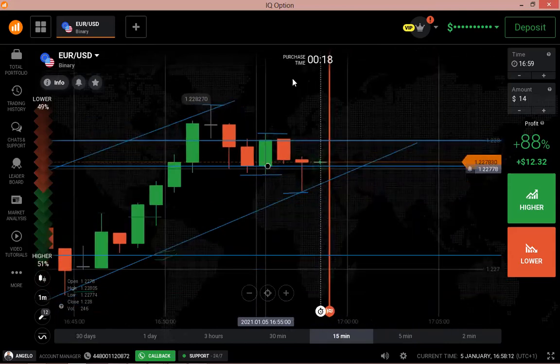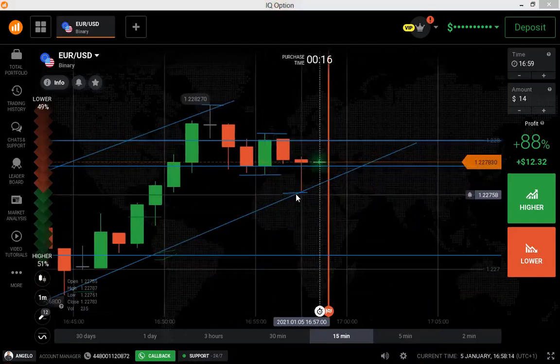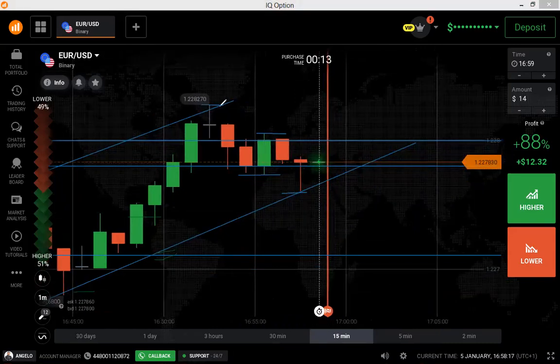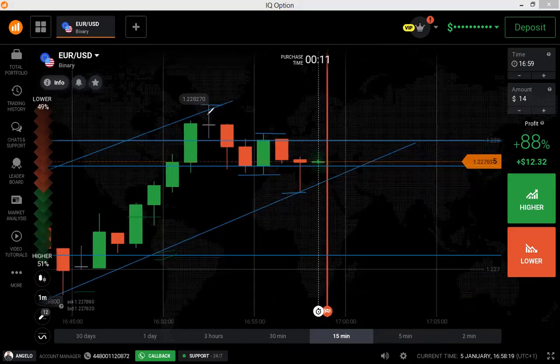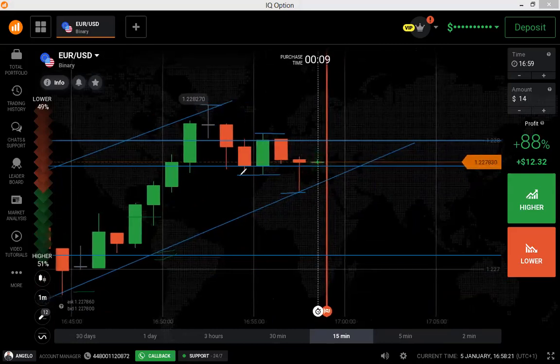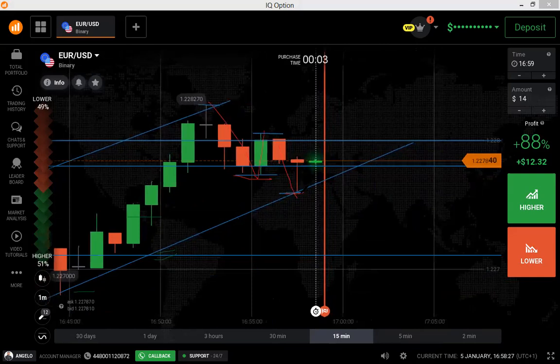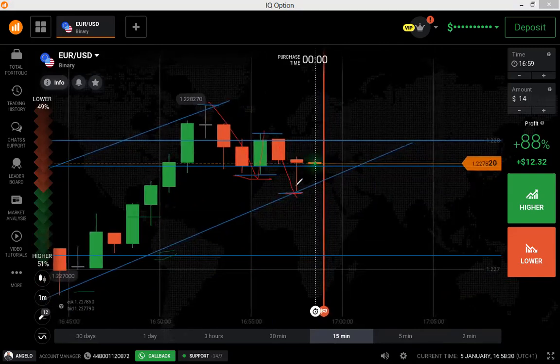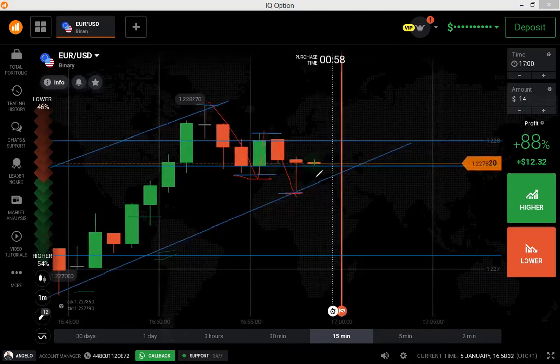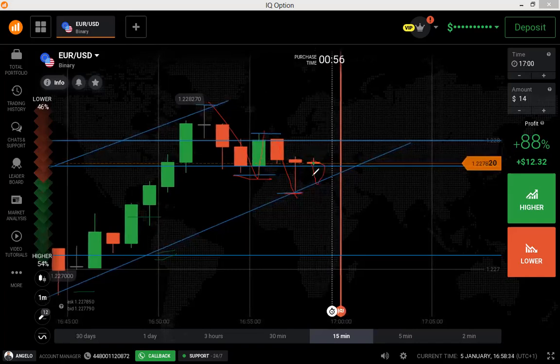The reason is the market has now created a lower high. You see what I said? You can see low, high, low, lower high, lower low. I said the next lower low is going to be somewhere around here, and that is where the price moved down. So I think the market is still going to form a red candle.